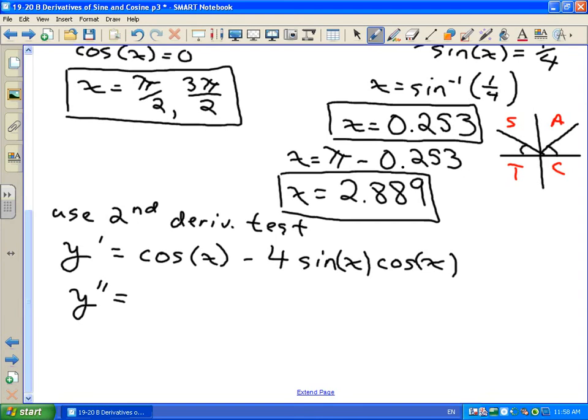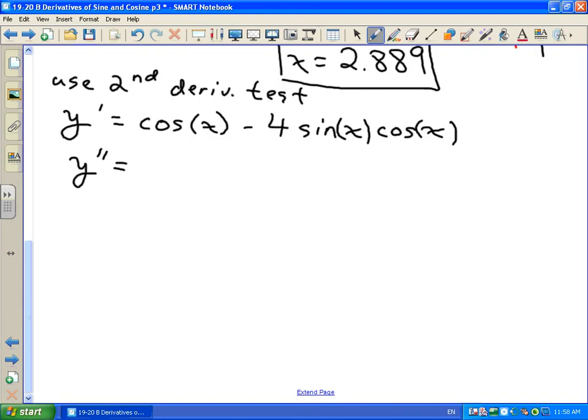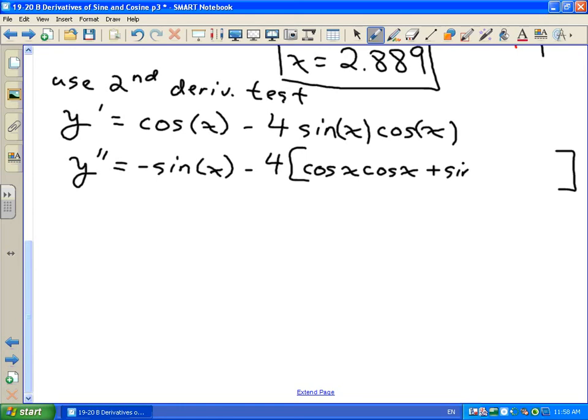And I'm going to do the derivative here. So our first term is pretty straightforward. Derivative of cos x is negative sin x. Then we can subtract 4 times the derivative of sin x cos x. Sin x times cos x, we've got to use product rule here. So derivative of sin x is cos x times cos x, plus derivative of, we've got sin x, our original u function, times derivative of cos x, which is negative sin x.